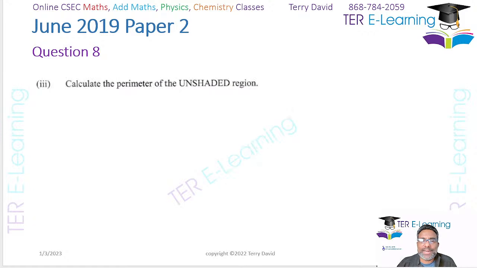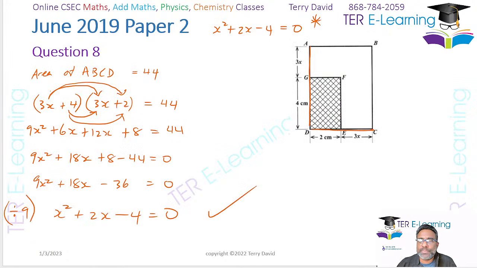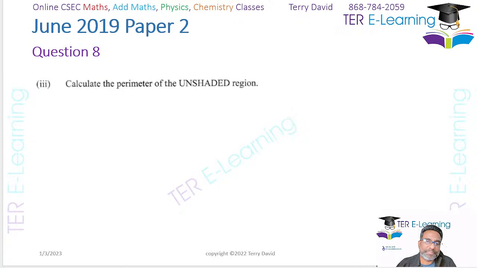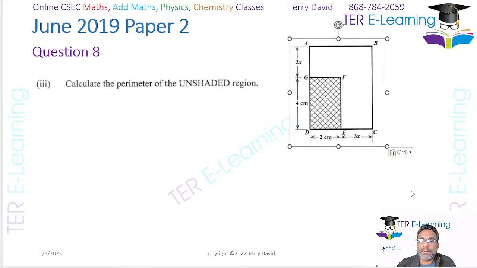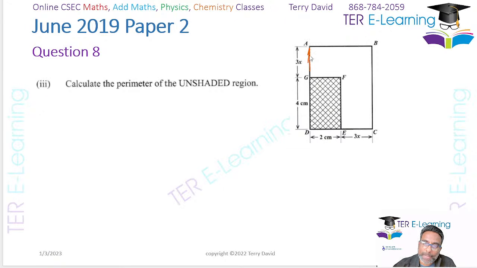Right? And now they want you to calculate the perimeter of the unshaded region. So let's copy this diagram across here. So this is my diagram, and they want us to work out the perimeter of the unshaded region. So that's here, plus this length here, plus this, plus this, plus this, right?